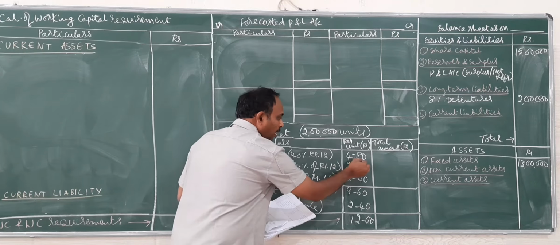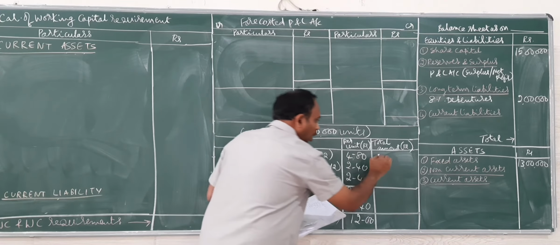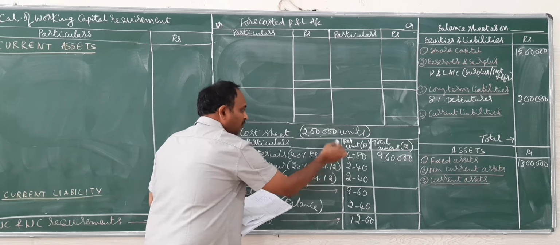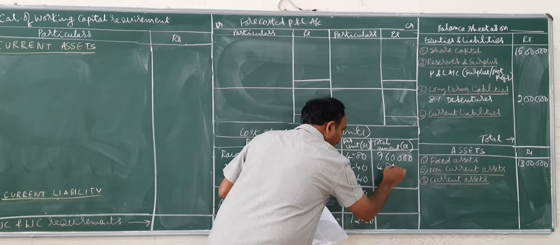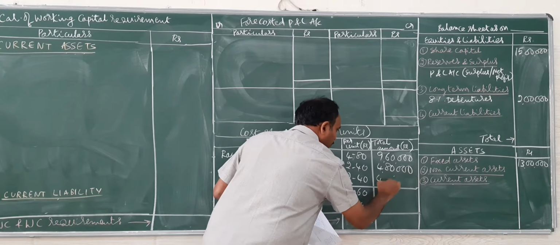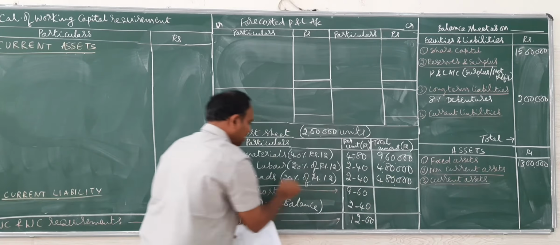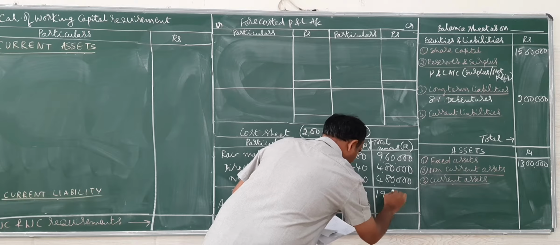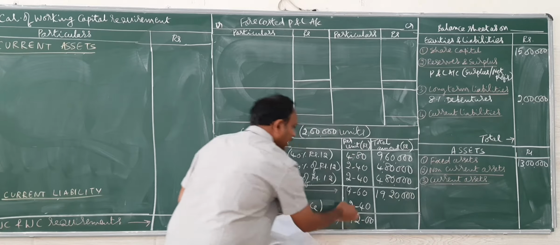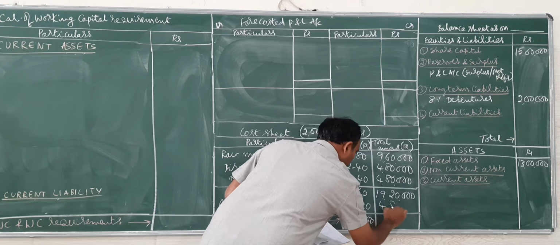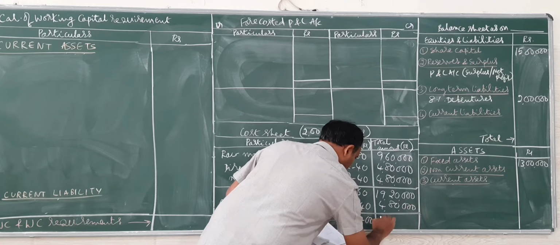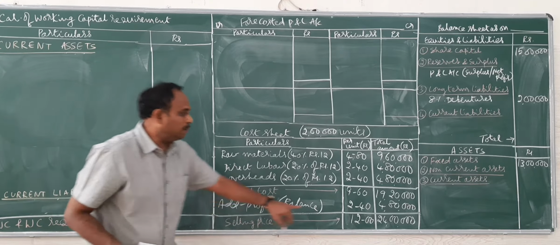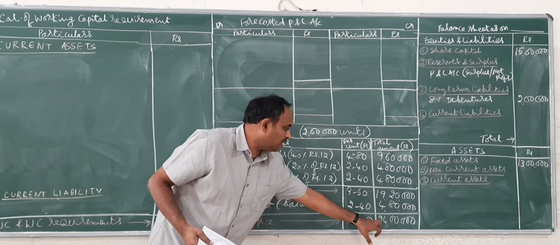Per unit 4.80 for 2 lakh units, how much? That comes to 9,60,000. Then 2 rupees 40 paisa into 2 lakhs, 4,80,000. Again 4,80,000 because overheads is again 2.4. Add all the three elements of cost, 19,20,000. Again 2.4 into 2 lakhs, 4,80,000. Then total selling price 24 lakhs. So the total selling price for the 2 lakh units is 24 lakhs.